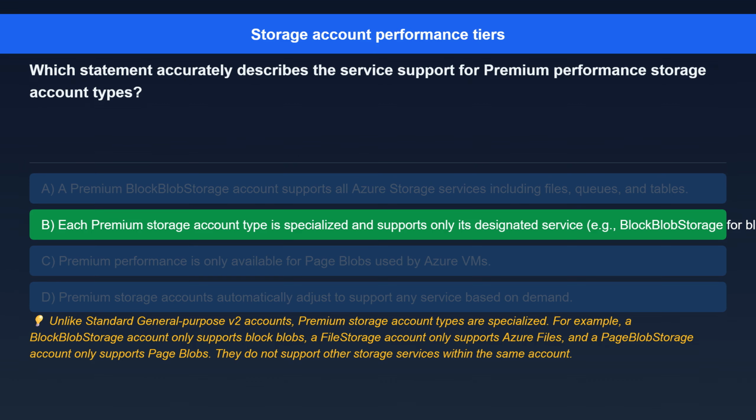The correct answer is each premium storage account type is specialized and supports only its designated service, e.g., block blob storage for block blobs. Here's the explanation. Unlike standard general-purpose V2 accounts, premium storage account types are specialized. For example, a block blob storage account only supports block blobs, a file storage account only supports Azure files, and a page blob storage account only supports page blobs. They do not support other storage services within the same account.